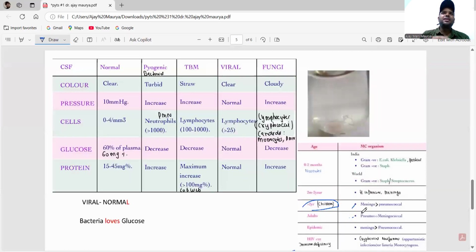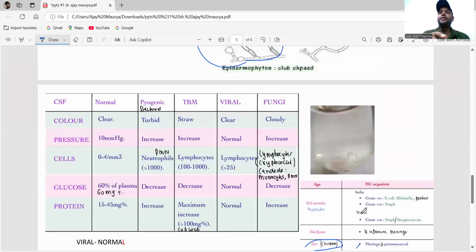Next one, please remember this, guys. This is a very, very important one. We have pyogenic bacterial meningitis, TB meningitis, viral meningitis, and fungal. Don't remember all of this, just remember these three.